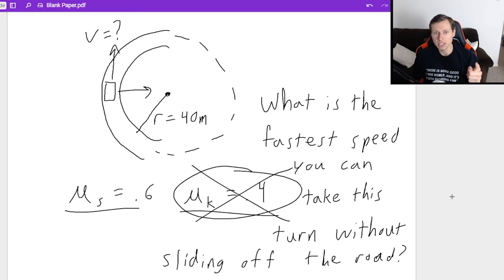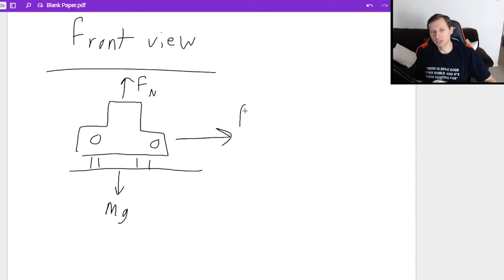Why is your car not sliding left to right? Because of static friction. You're not moving left and right. And even if that explanation doesn't make sense to you, I promise, if you use mu k, the kinetic friction, you're going to get the wrong answer. You need to use static friction, which is 0.6. And that is the force pointing towards the center. I call it Fs for static friction.